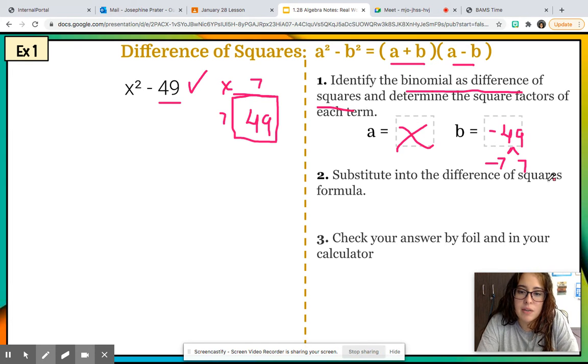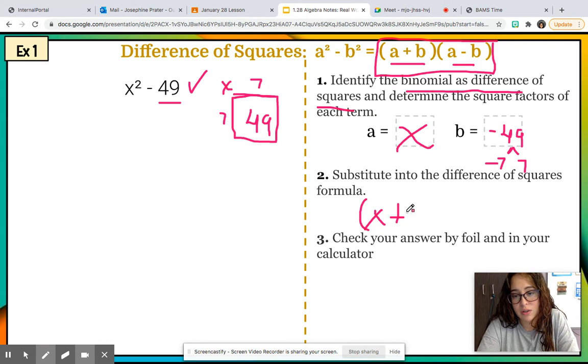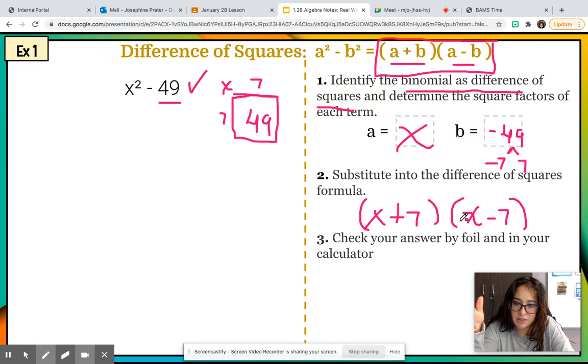So then I'm just going to place a negative there. Substitute into the difference of squares formula. So this formula is basically the setup of how we're going to factor this out. So a plus b is basically x, right? x plus my first factor of 7, and then x minus my other factor. And the reason why I'm not saying +7, -7 anymore is because the positives and the negatives serve as addition and subtraction. They're both the same thing, okay?